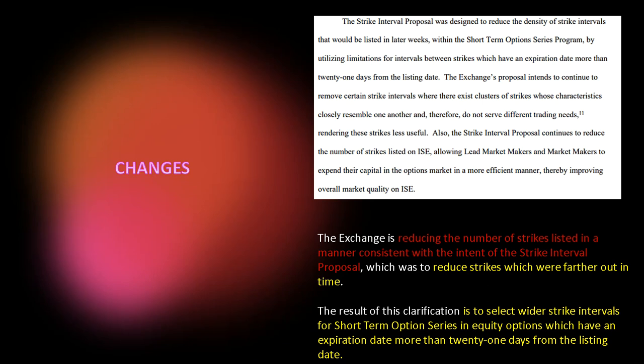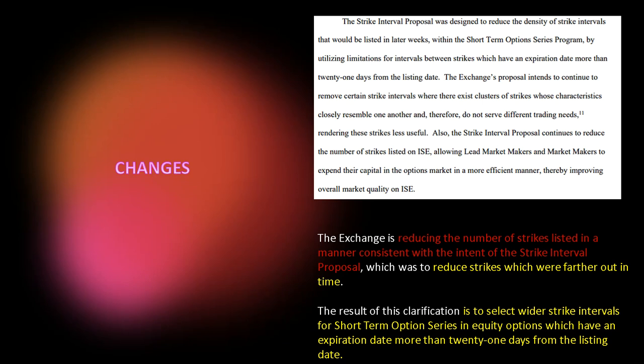Now, the changes they're making, again, the strike interval proposal was designed to reduce the density of strike intervals that would be listed in later weeks within the short-term option series by utilizing limitations for intervals between strikes which have an expiration date of that 21 days or more from the listing date. The exchange's proposal intends to continue to remove certain strike intervals where there exist clusters of strikes whose characteristics closely resemble one another, and therefore do not serve different trading needs, rendering these strikes less useful.